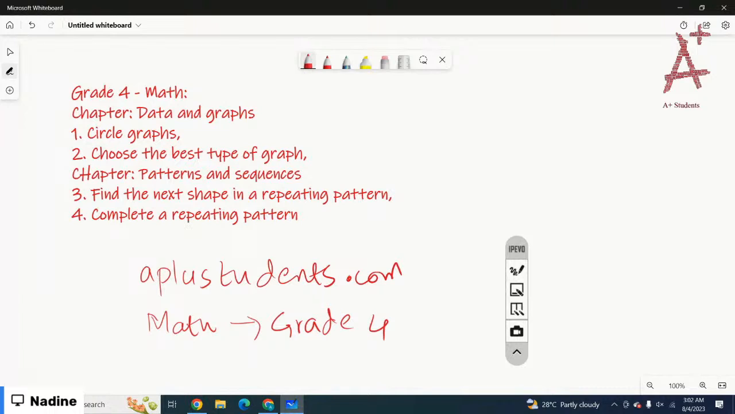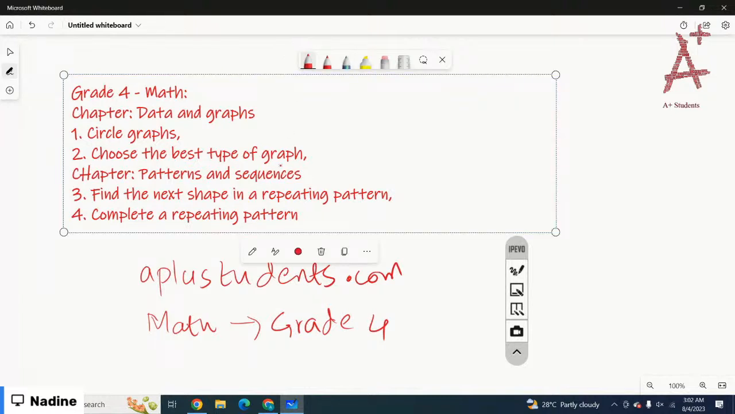We're going to start with the chapter data and graphs. The lessons we are going to cover from the chapter are circle graphs and choose the best type of graph. Then we'll start the new lesson, that is patterns and sequences. The lessons we're going to cover are find the next shape in a repeating pattern and complete a repeating pattern. So let's just start with the chapter data and graphs.